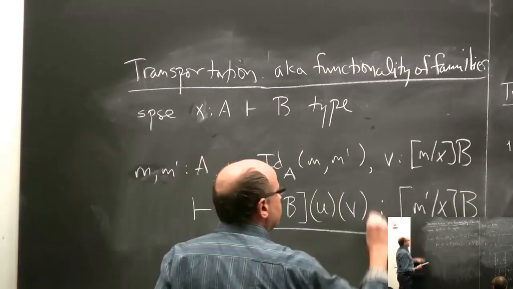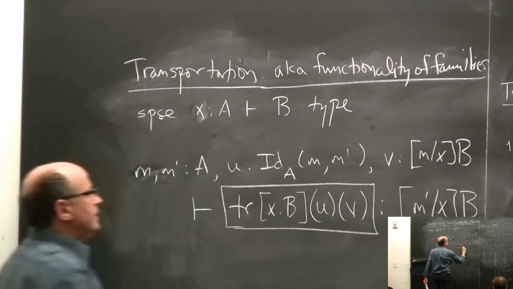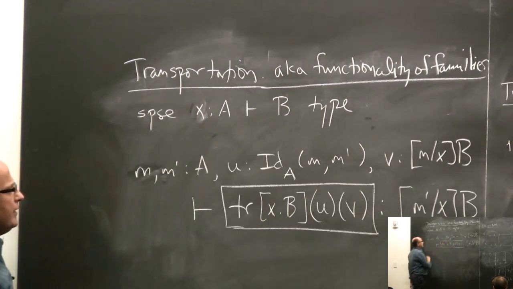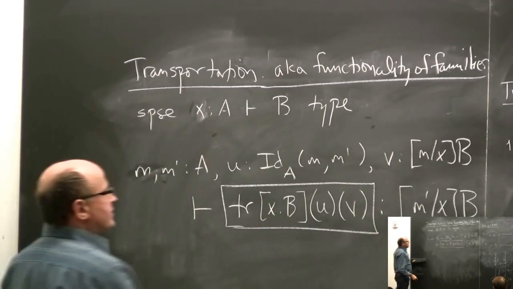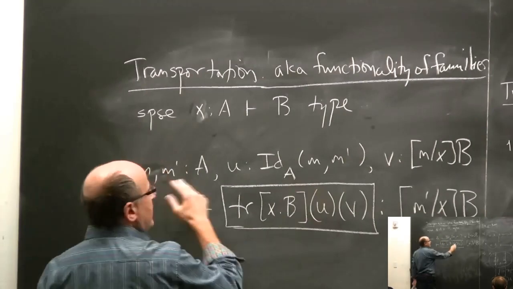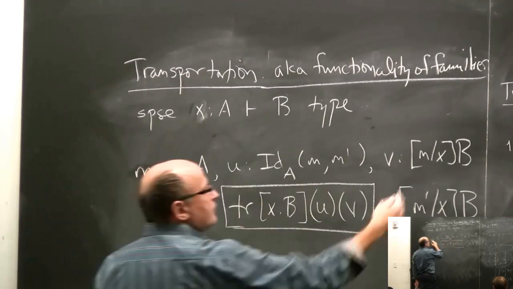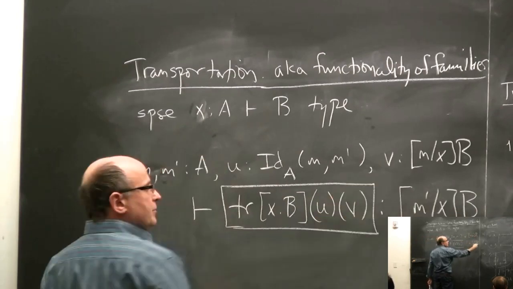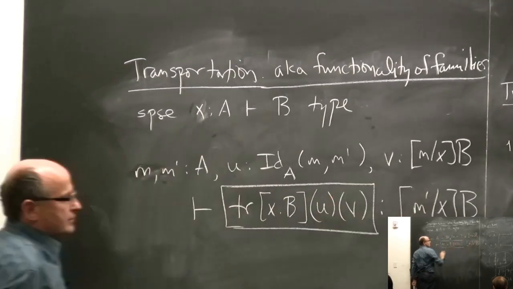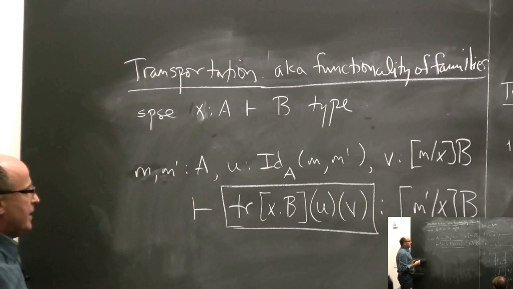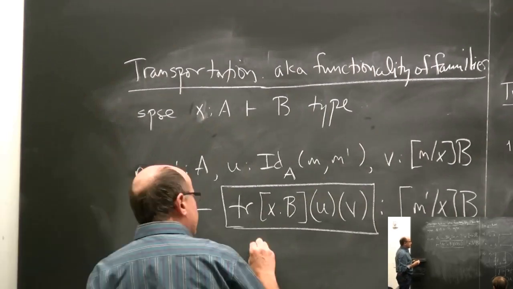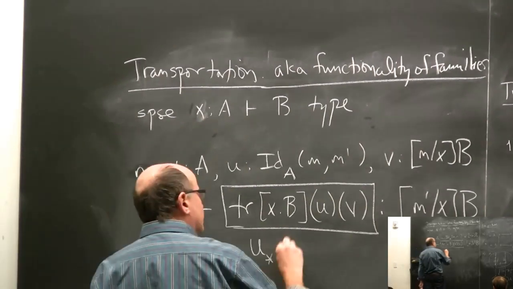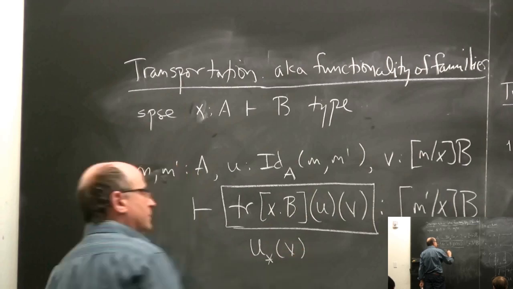Okay, so I claim there exists such a thing, and I have to define that. That's what I want to do. Equivalently, I could just say, given M, M prime and U, I have a function from B of M to B of M prime, and then I would drop off the applied to V part. That doesn't make any difference. Okay, that's the same. And this is often notated as U lower star of V.